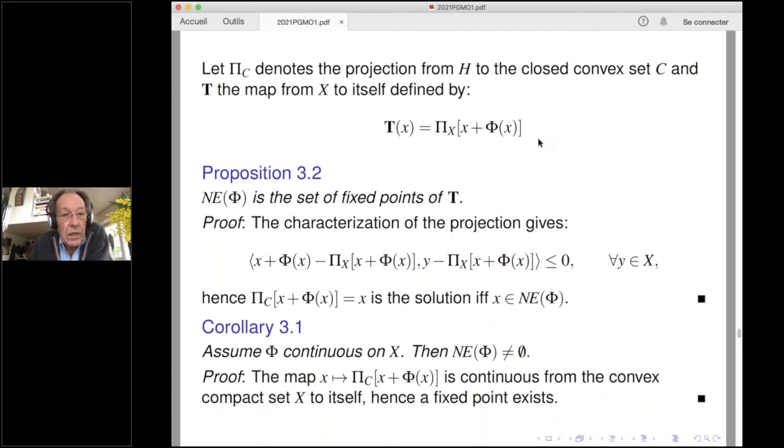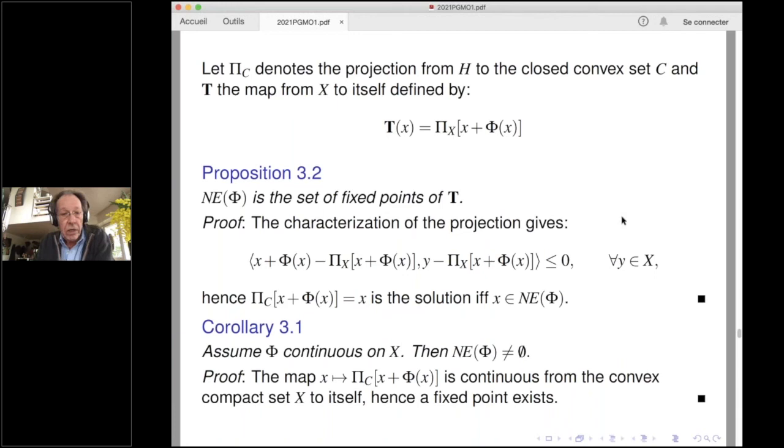Recall that pi_C denotes the projection onto the closed convex set. Consider the map T from the product of the X_i to itself, defined as follows: you take x, you add phi, and you project again. So the set of Nash equilibria is the set of fixed points of T. It's just a characterization of the projection.